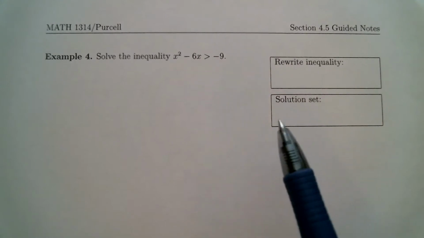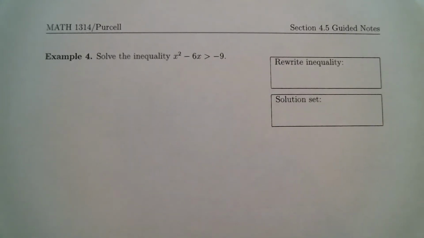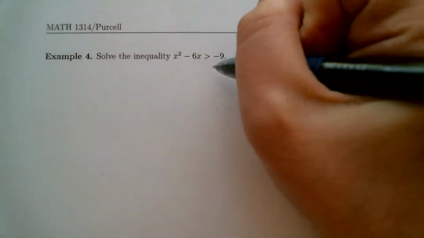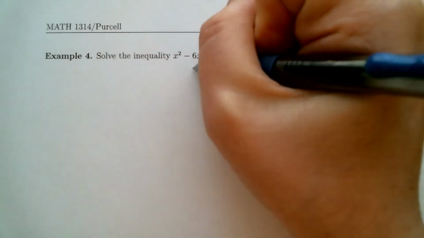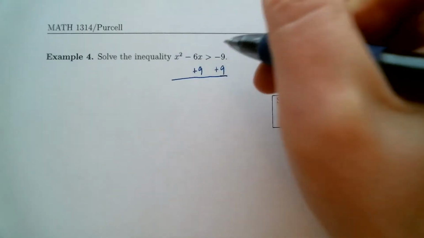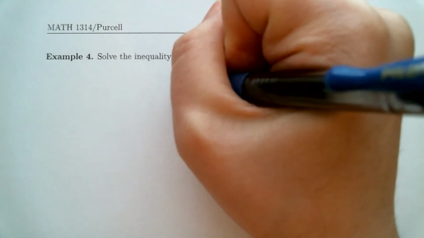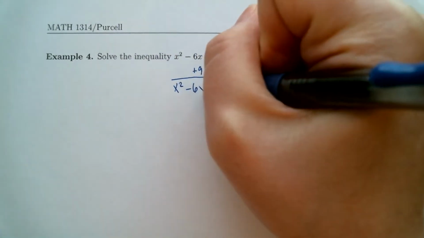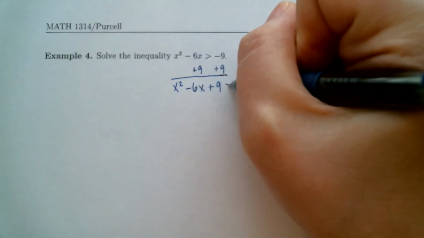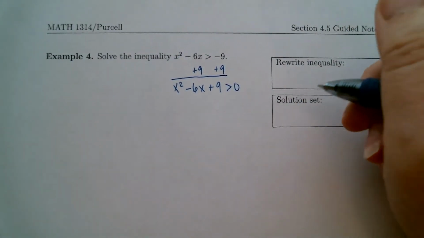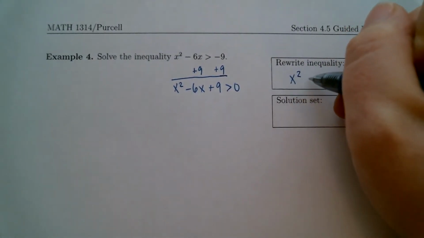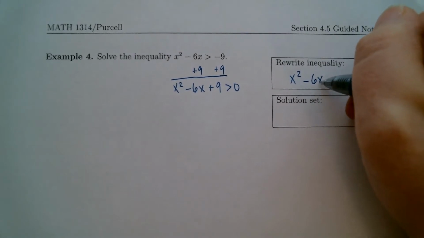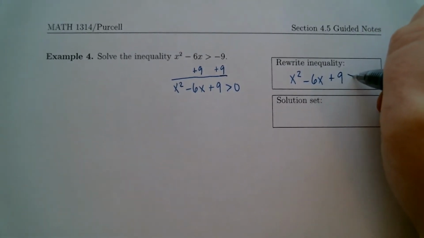We need to go ahead and rewrite our inequality so that one side is 0. The easiest way to accomplish this is to just add 9 to both sides. So we're going to get x squared minus 6x plus 9 is greater than 0. Going forward, that will be the inequality that we're working with.